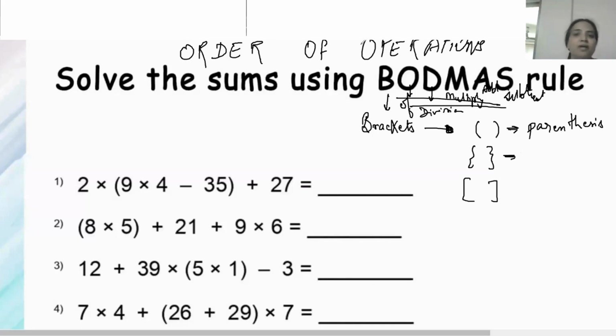Write it, everyone, write it. Okay, so this is the smallest one. Round brackets are called parentheses. Parentheses. They are the smallest ones. Then is a curly bracket.